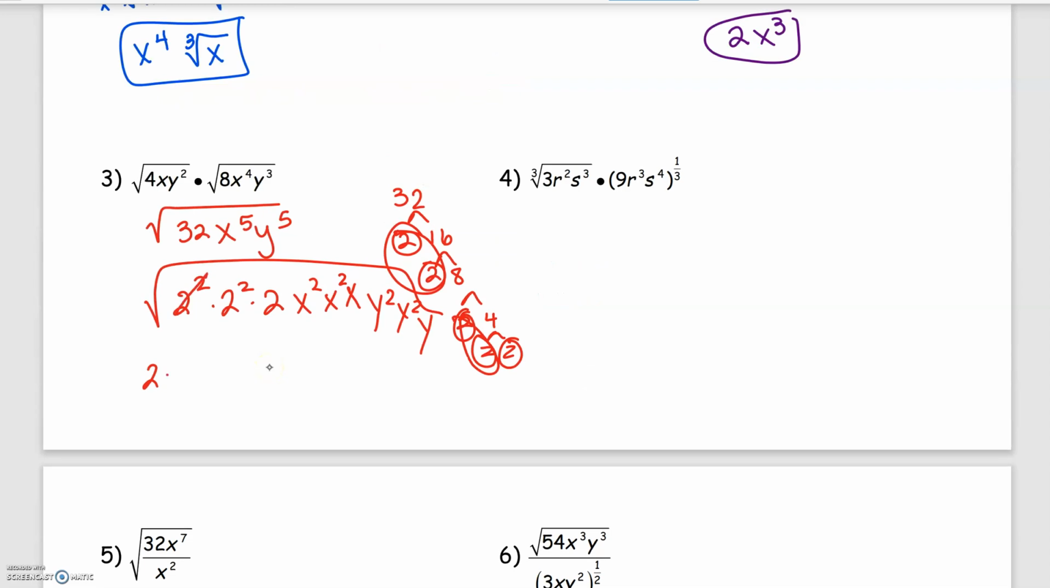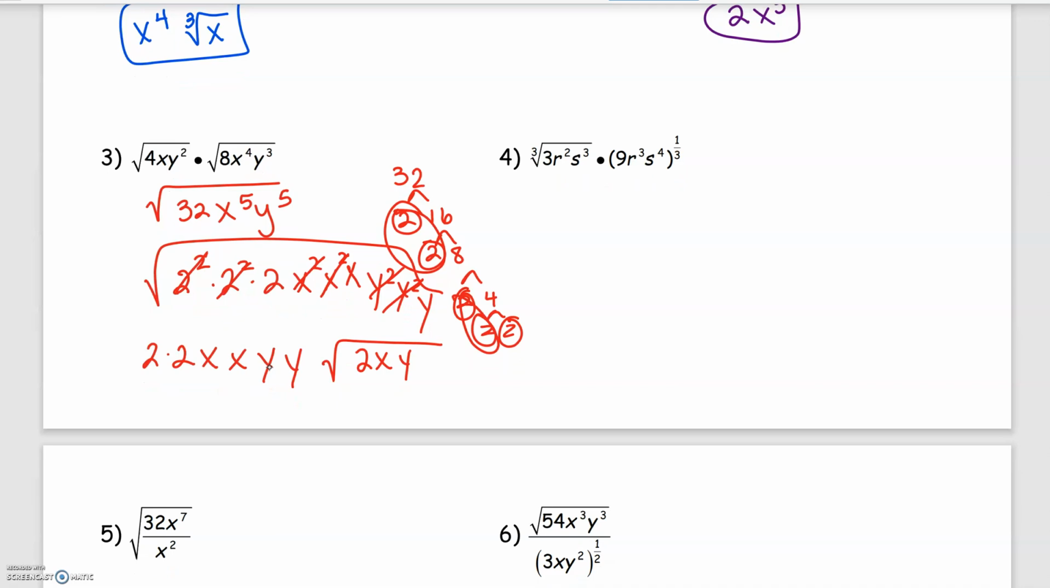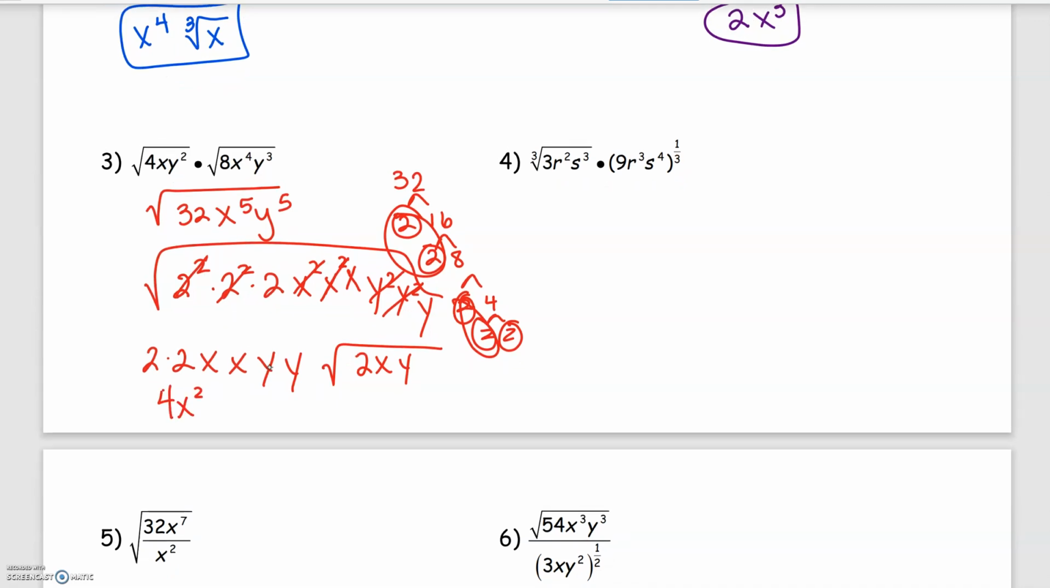And then another 2 can come out, and then an x, and then an x, and then a y, and then a y. And then what we have left underneath there is a 2, an x, and a y. And so we end up with a 4x squared y squared, and then the square root of 2xy.